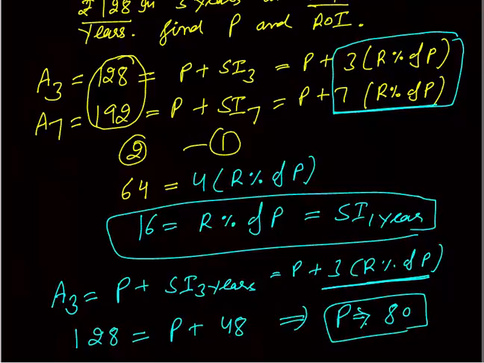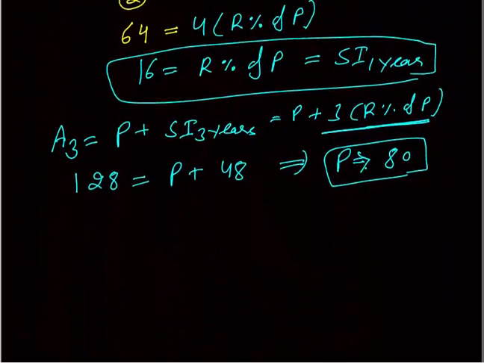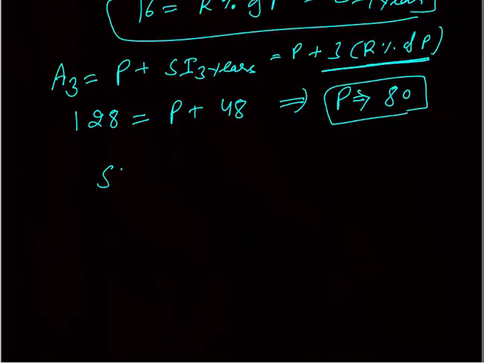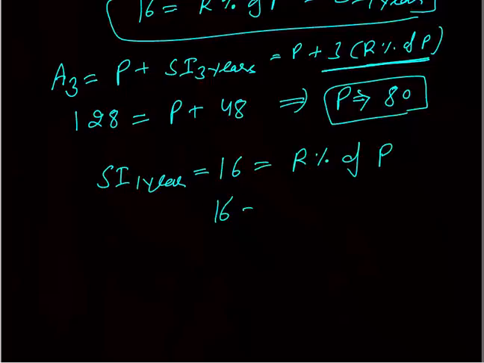Now once you calculate the principal, you can always calculate the rate of interest. We know that simple interest of 1 year, that is 16, is equal to R% of P. 16 is equal to R% of P. We already calculated P is 80. Now what percent of 80 is 16?